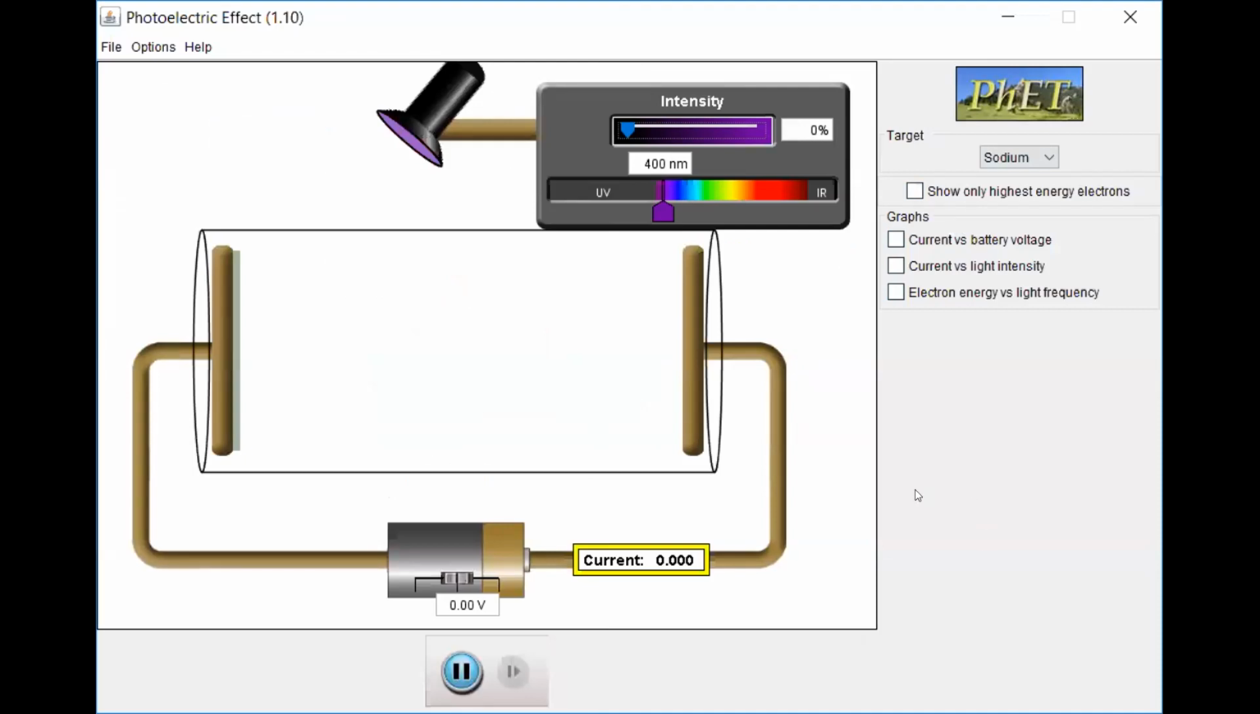So the photoelectric effect. Here's the experimental setup of this photoelectric effect. What you have is a glass container in this particular case, and this container is under vacuum, so all of the gases have been pulled out of this container. And we're going to look at certain parts of this particular simulation.